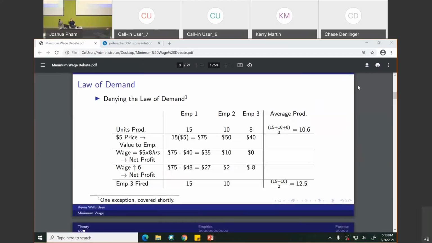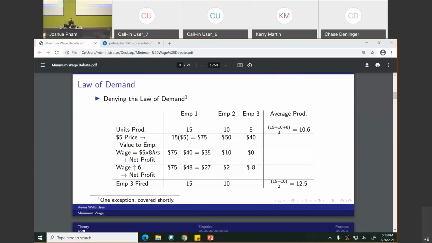So I want to go through a simple example and walk you through how this basically happens. Let's imagine for a moment that you have 3 employees. In this table, you can see that the employees have different productivities. The first employee can produce 15 units, and in that same amount of time, the second employee can produce 10, and the third employee can produce 8.